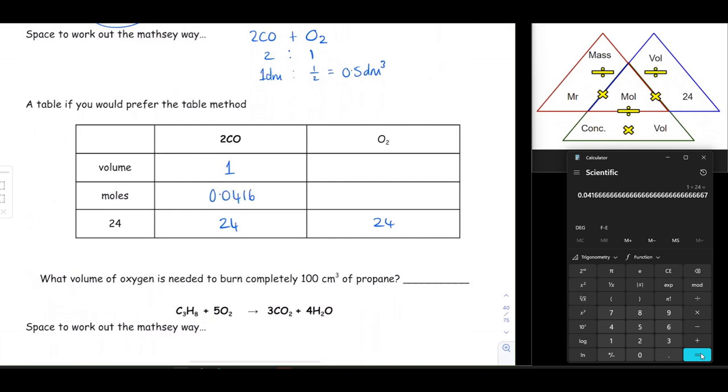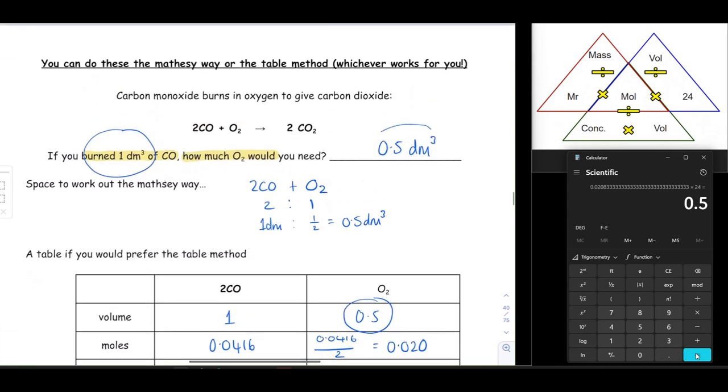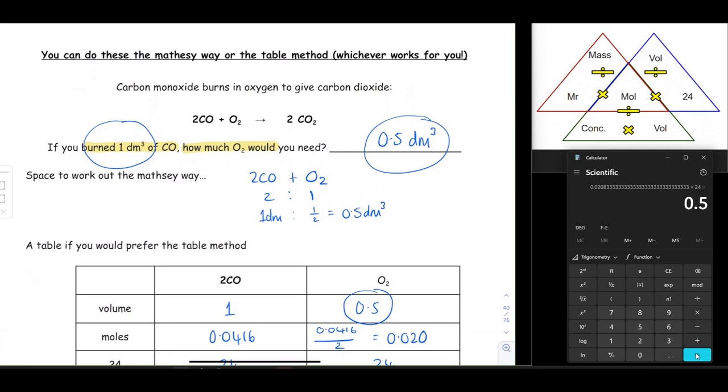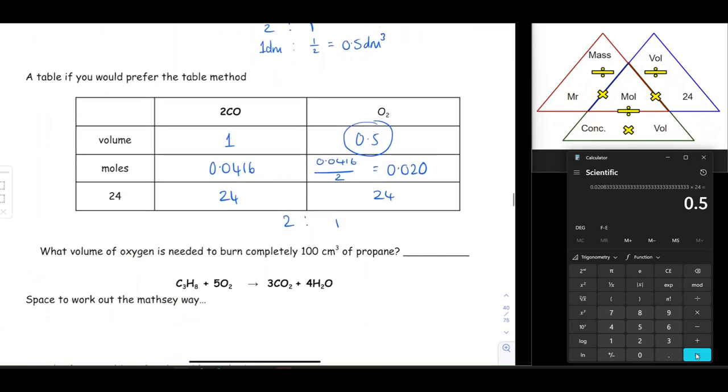We say 1 divided by 24 gives us 0.0416. And then because we've got a 2-to-1 ratio on our molar ratios, we must do 0.0416 divided by 2. We keep our calculator value, we just divide it by 2, and that gives us 0.020. Keep the calculator value, times it by 24, and that gives you 0.5 decimeters cubed. So you'll see you get to exactly the same answer as you did with the mathsy method, but if you like the table method and that way works in your brain, you just use that.